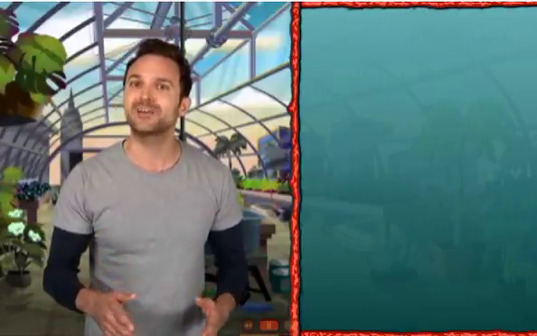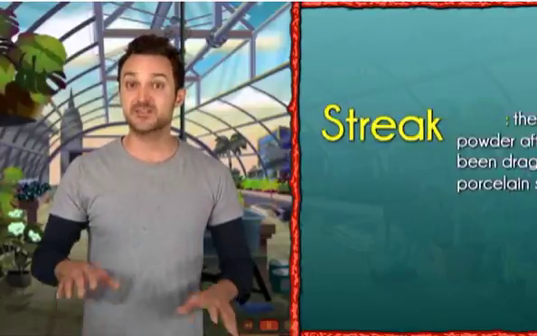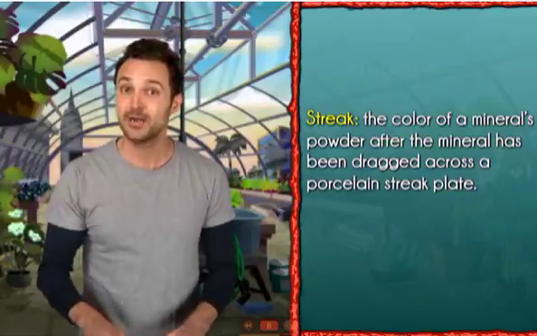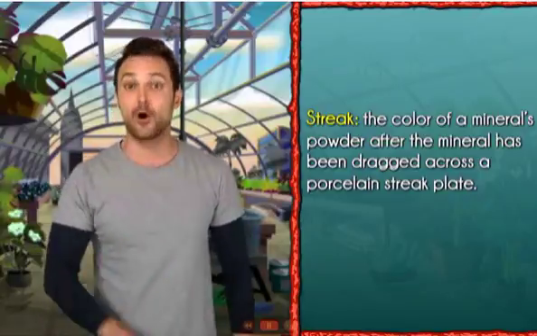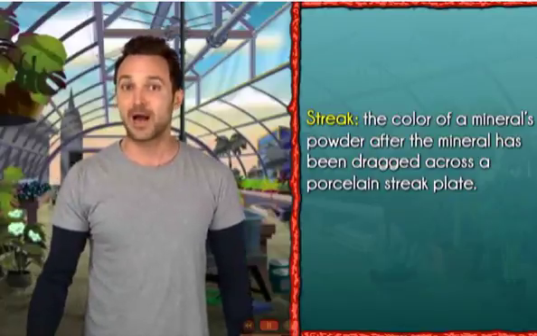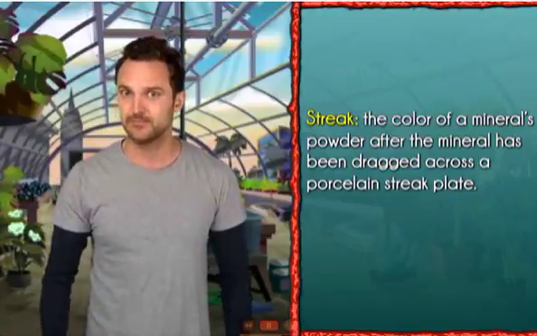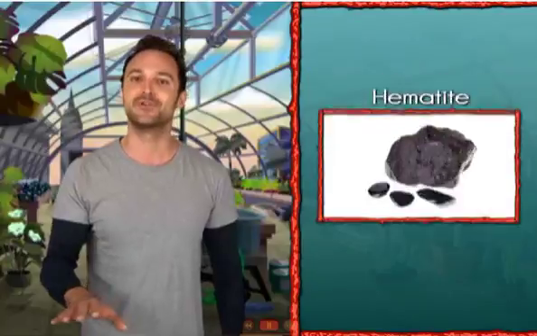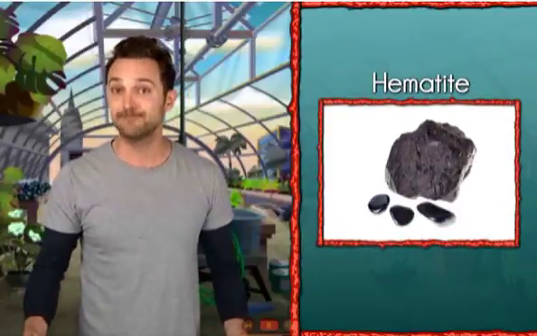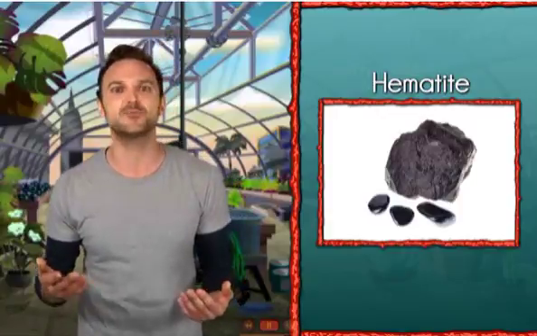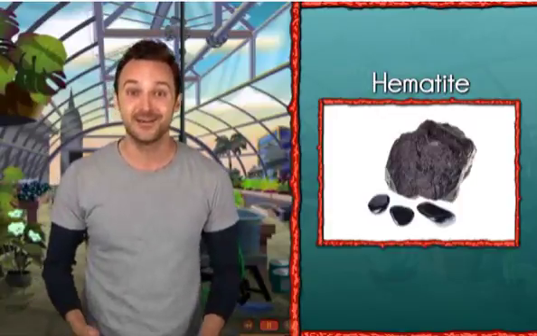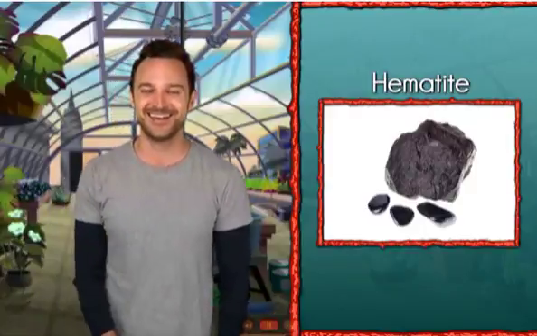Now, another mineral property you want to look out for is streak. Streak is the color of a mineral's powder after the mineral has been dragged across a plate made of porcelain, a very hard material. Often the powder is the same color as the mineral, but not always. For example, the mineral hematite is normally a black or silver gray color, but its streak is red to reddish brown. There are even a lot of dark-colored minerals that have a white streak.